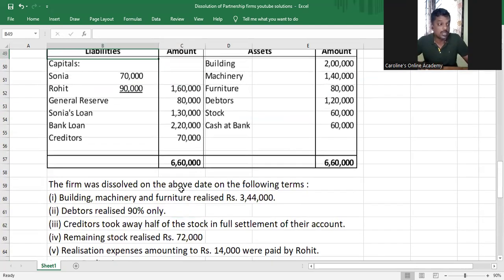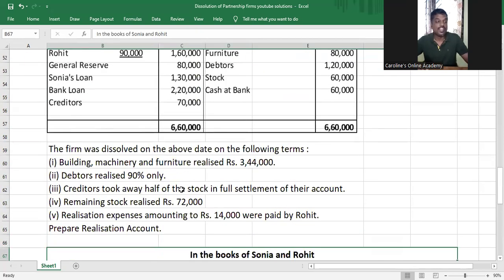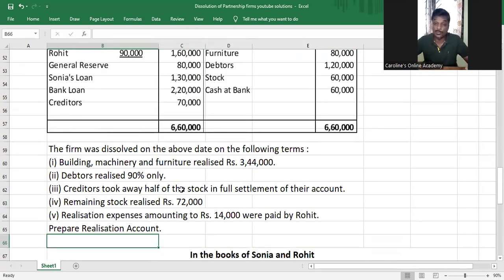Have they told who is supposed to bear the realization expense in this question in any place? No. If there is no information with respect to who is supposed to bear the realization expense, we are supposed to assume that the firm is supposed to bear the realization expense. The realization expense is borne by the firm. So it's the expense of the firm. Expenses will be debited to the only nominal account that is available during dissolution, and that is realization account. So realization account will be debited.